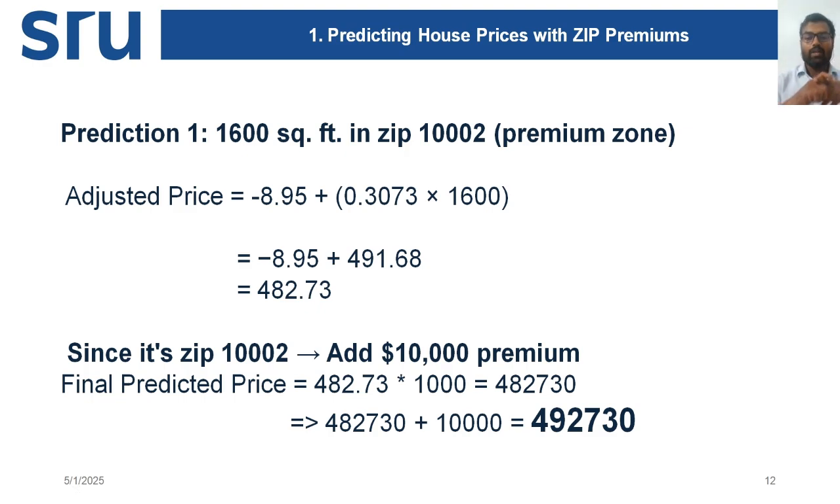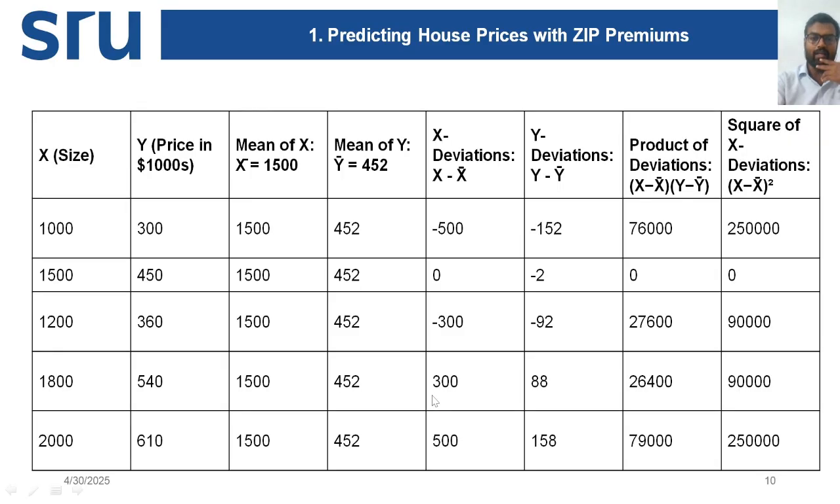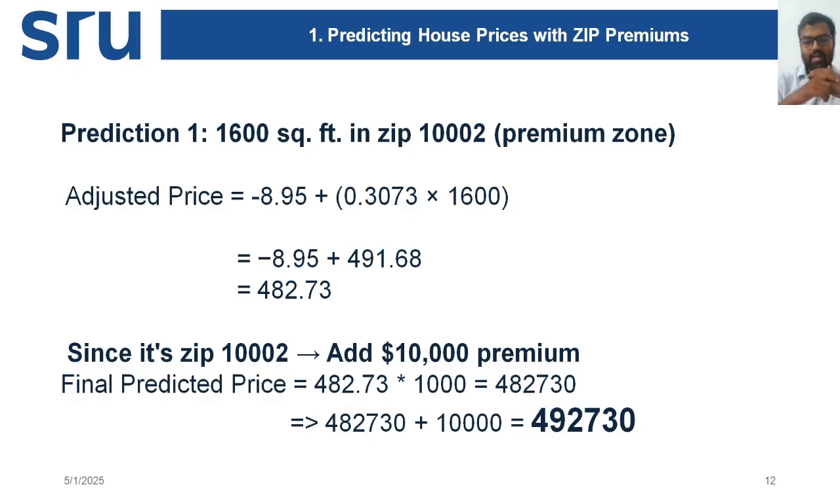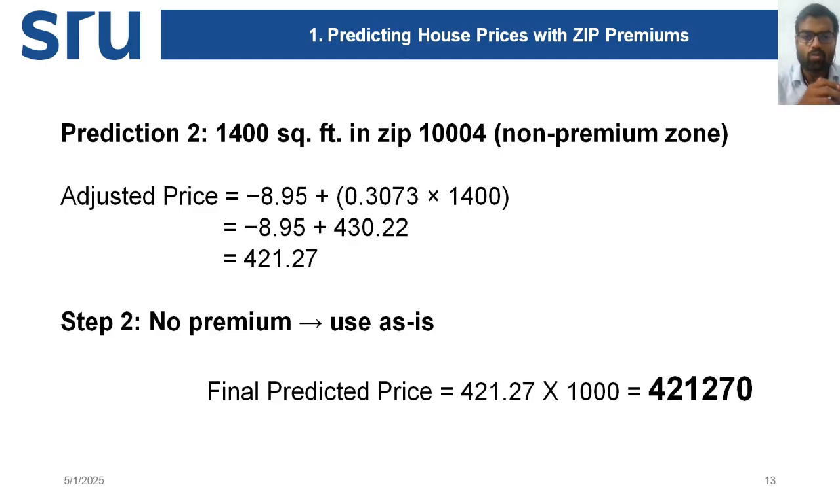Okay, final prediction. We multiply because I am taking units of $1,000 for simplicity of calculation. Then, because it is obviously a premium zone house belonging to zip code 1002, we add $10,000 additionally. Then this is the predicted price. What is that? $4,92,730, right?